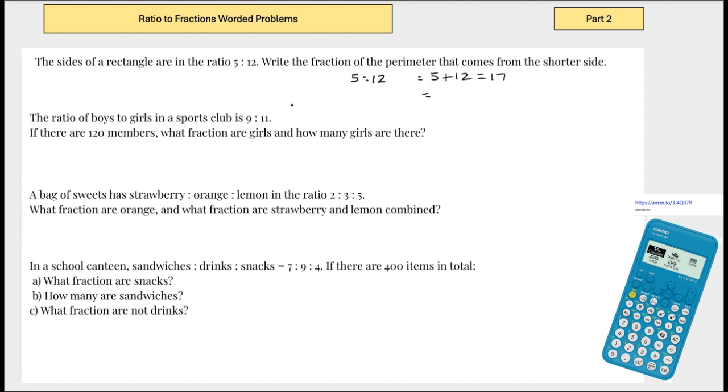Where's the shorter side? Well, obviously, this is the shorter side, isn't it? So as a fraction, that's 5 over 17. That's it. Easy. Next one.